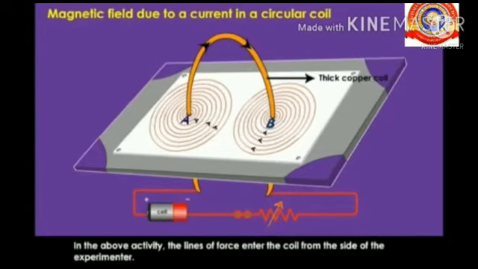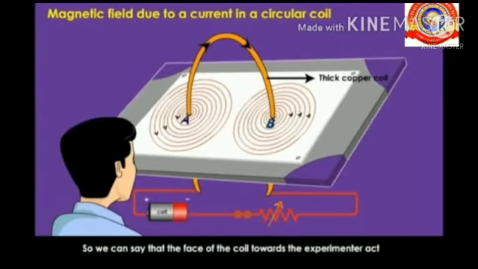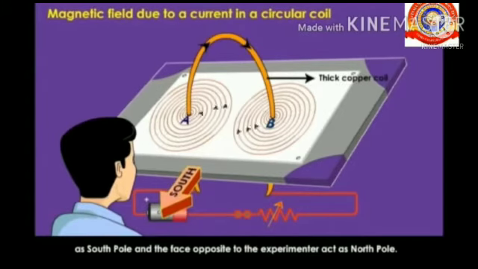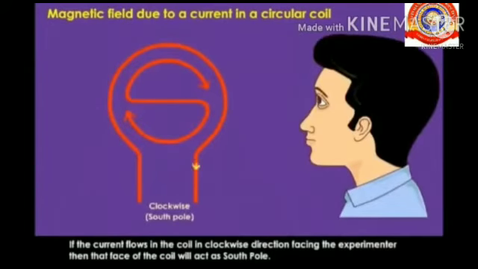In the above activity, the lines of force enter the coil from the side of the experimenter. So, we can say that the face of the coil towards the experimenter acts as south pole and the face opposite to the experimenter acts as north pole. Now, relate the above observation to the flow of current in the coil, and then we can say that if the current flows in the coil in clockwise direction facing the experimenter, then that face of the coil will act as south pole.